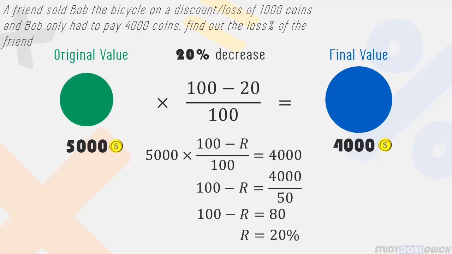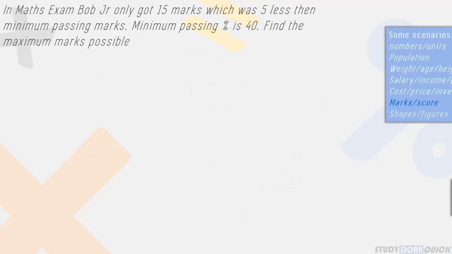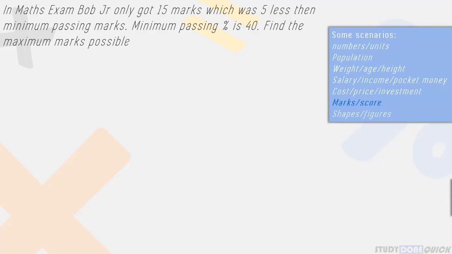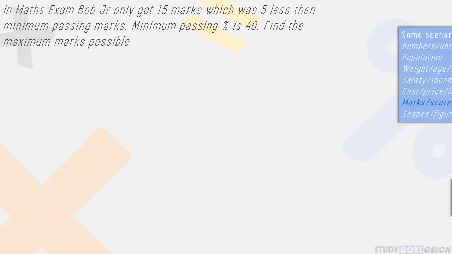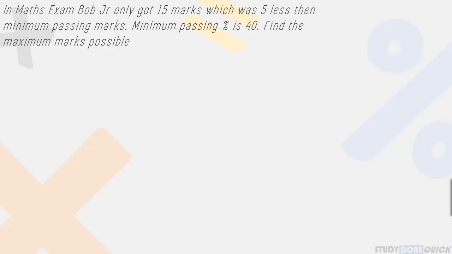But now Bob Jr. started spending too much time riding his new bicycle and failed his math exam. And that takes us to our next scenario. So in his math exam, he only got 15 marks, which was 5 less than the minimum passing marks. Minimum passing marks percent was 40, and we have to find the maximum marks possible.